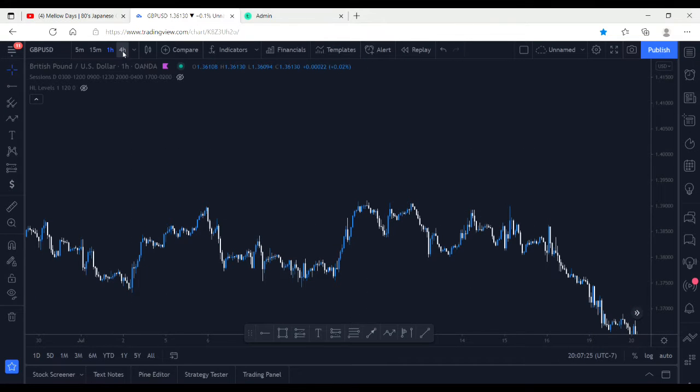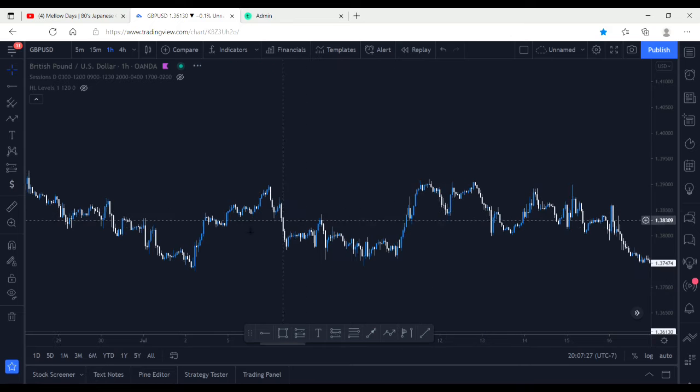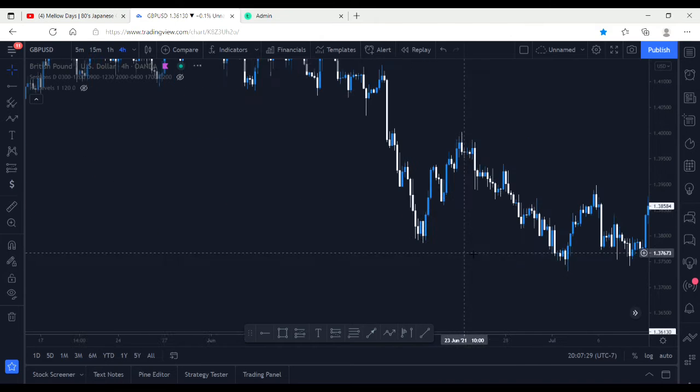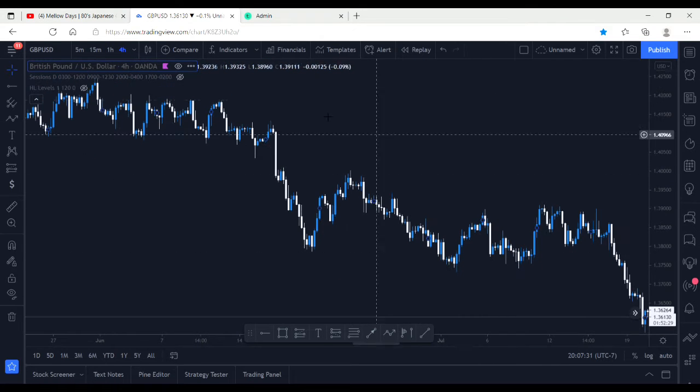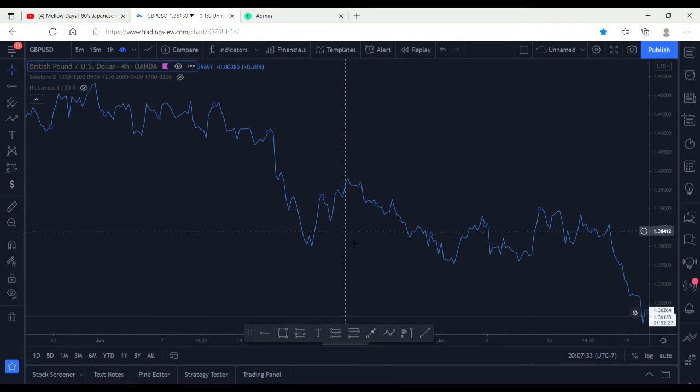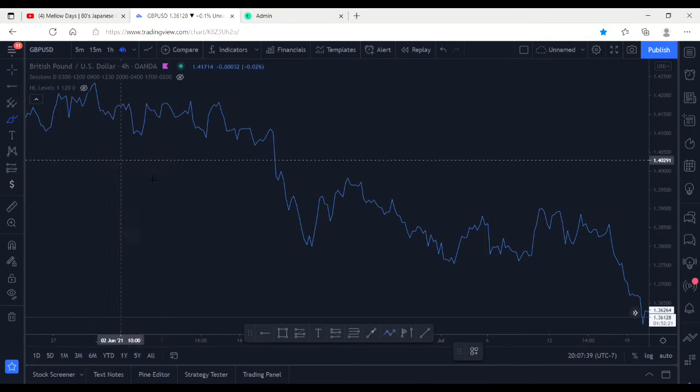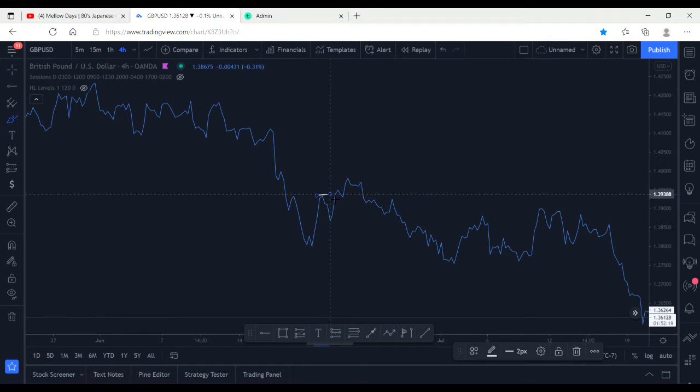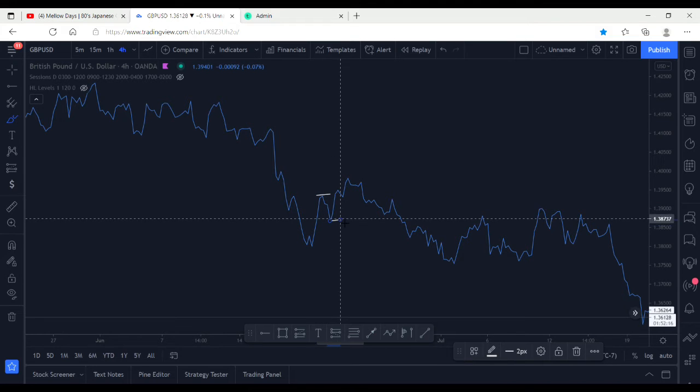So an easy way of telling a trend is just going to the higher time frames, going on a line chart, and then you could just plot out. You can just write down where the areas higher highs, higher lows, higher highs, higher lows, and higher highs are.